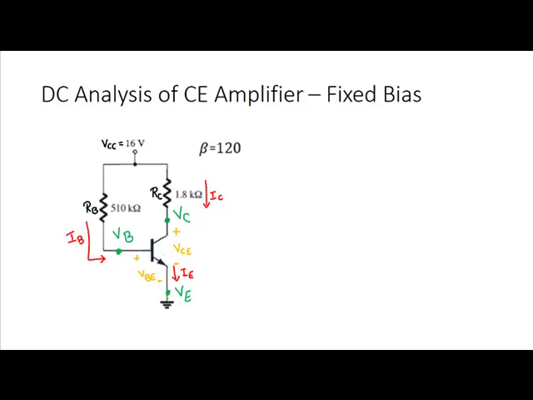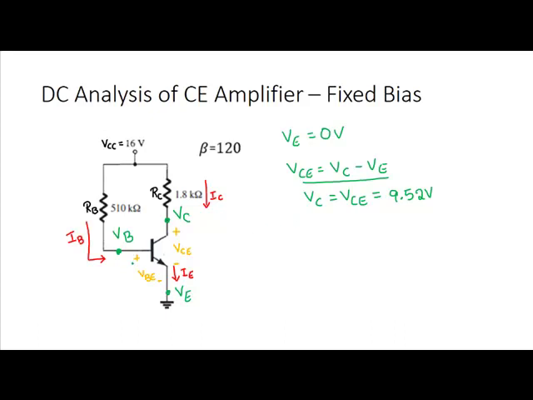And since the emitter is connected to the ground, we already know this. VE is equal to 0 volt in case of fixed bias circuit, because this emitter terminal is connected to the ground. Next, let us calculate what is VC. We have already calculated what is VCE. So VCE is VC minus VE. Since VE is 0, VC is equal to VCE. This is how double subscript notation is to be used. So VC is same as VCE, which is 9.52 volt.